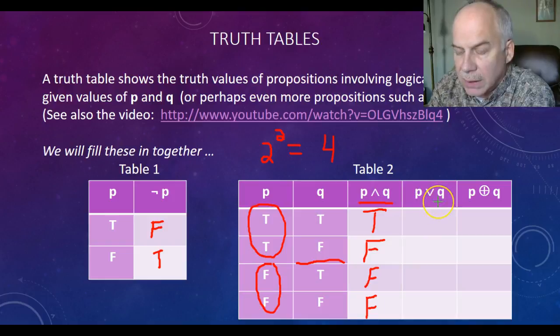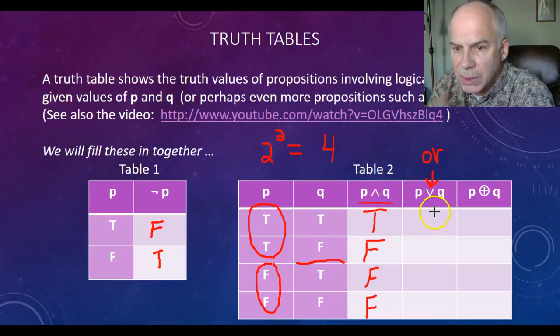Now in the next situation, we have an or situation. This is an or situation, because that symbol V means or. The one we just did was the and. Now or, we just need one of them to be true, and so that's what we have.